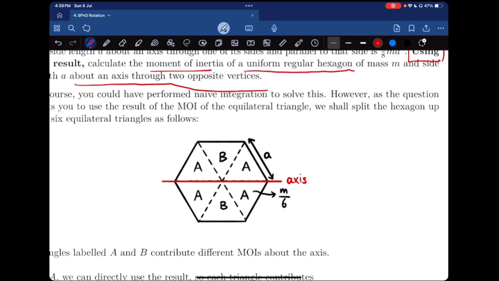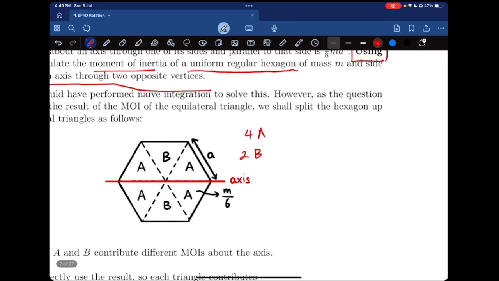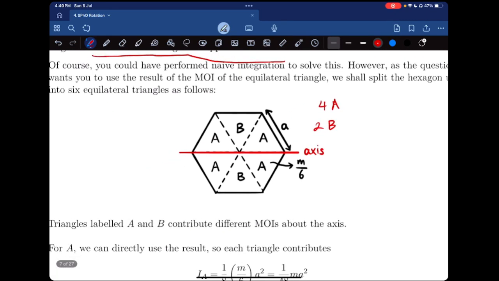So first we draw the hexagon. It looks like this, and the axis looks like that. And you can see here that we can label different triangles because we want to split it into triangles for us to use our result. So you can see here that we labeled 4 with A and 2 with B. The reason is that the 4 triangles with A will contribute the same amount of MOI, and the 2 triangles with B will contribute the same amount of MOI. It's purely due to symmetry, because they are the same type of triangle with respect to the axis. So we label the triangles as such.